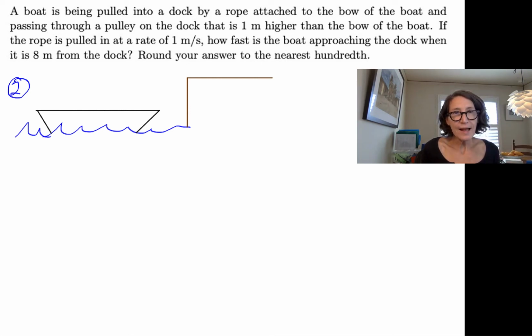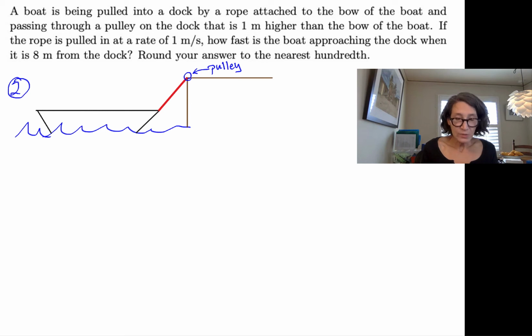It says that the boat is being pulled into the dock by a rope attached to the bow of the boat. So the bow of the boat is the front of the boat. So here's the rope, it's red, and here's a pulley. So imagine somebody is standing on that dock and pulling that rope through the pulley. Okay, so the boat is getting closer and closer to the dock. And that rope, that red line that I drew, is getting shorter. Okay, so those aren't constant. Those are changing with respect to time.